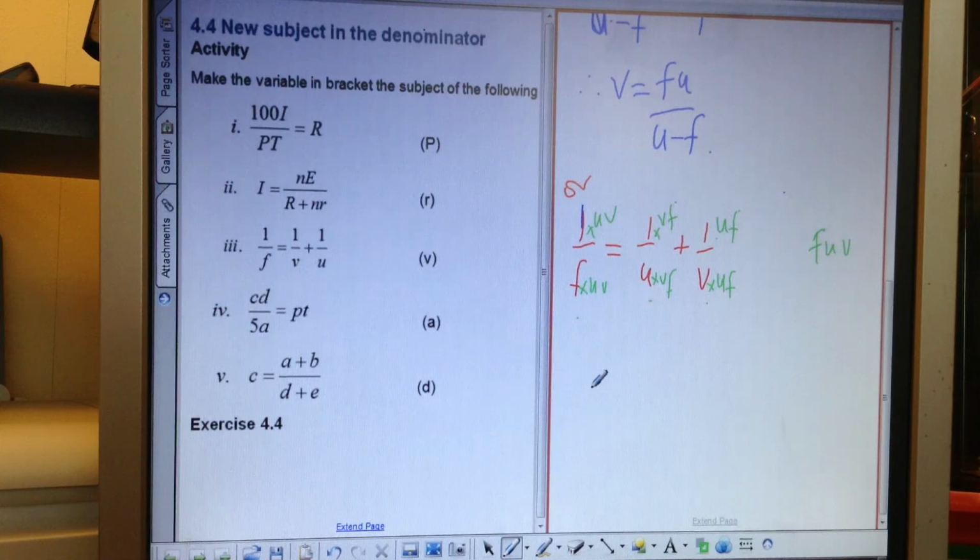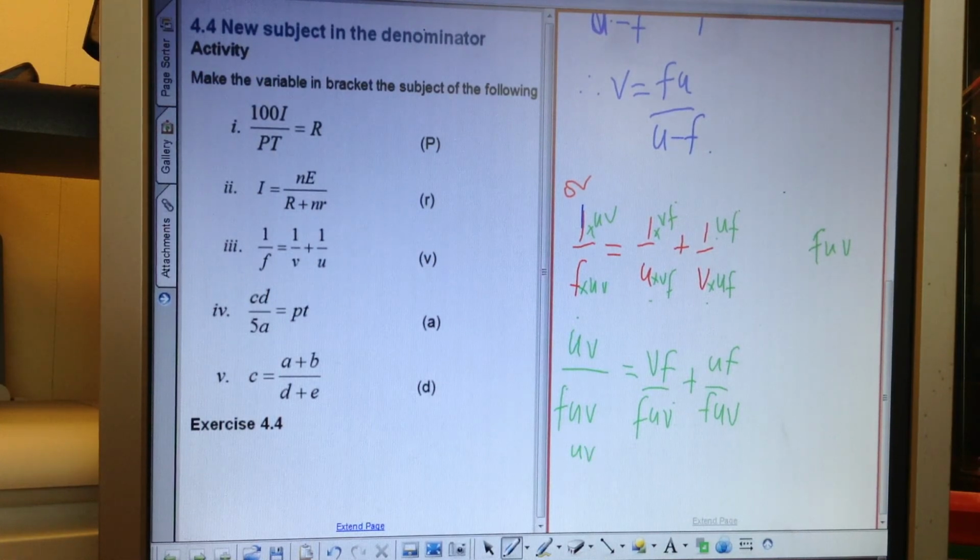That means I'm going to get UV over FUV equals VF over FUV, add UF over FUV. Since all the denominators are FUV, it means that I can then equate the numerators.